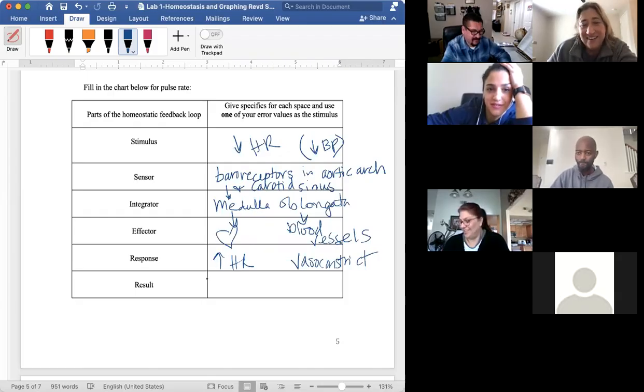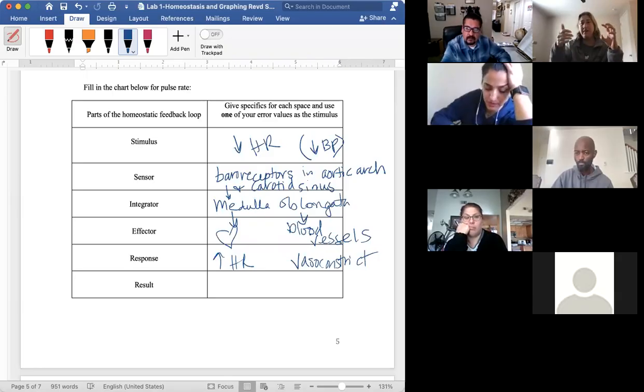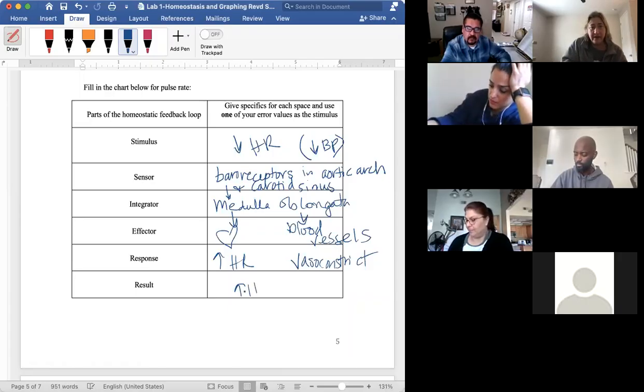Okay, so increase in heart rate, right? And then your blood vessels are going to constrict. So if heart rate goes up and the blood vessels constrict, that's going to cause heart rate and blood pressure to go up, okay? So by the end, you're going to have an increase in heart rate. But remember, I told you that they're linked, so increase in blood pressure.